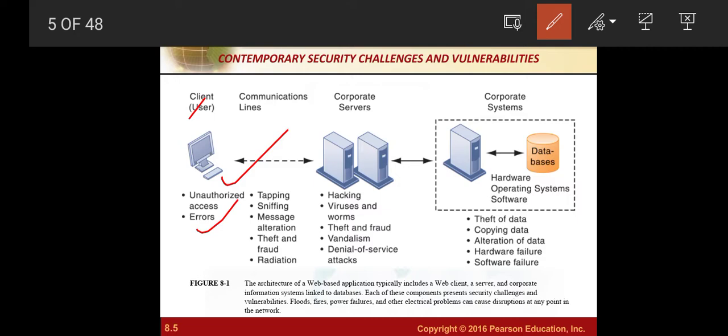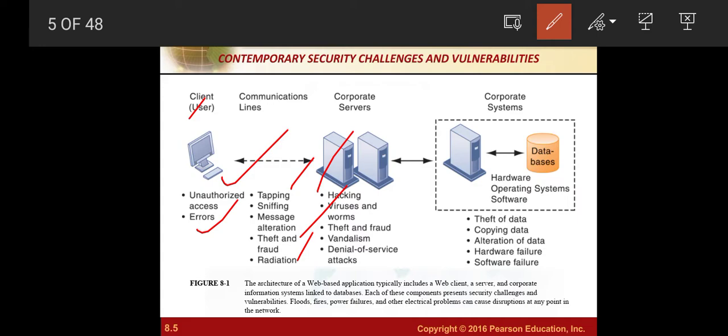And then we have a communication line. Where there is a communication line, you can see that there is tapping, sniffing, message alteration, theft, fraud and radiation. All those are security challenges. And then about the corporate server, we can see that there is hacking, viruses and worms. Another thing is theft and fraud, vandalism or denial of service attacks.